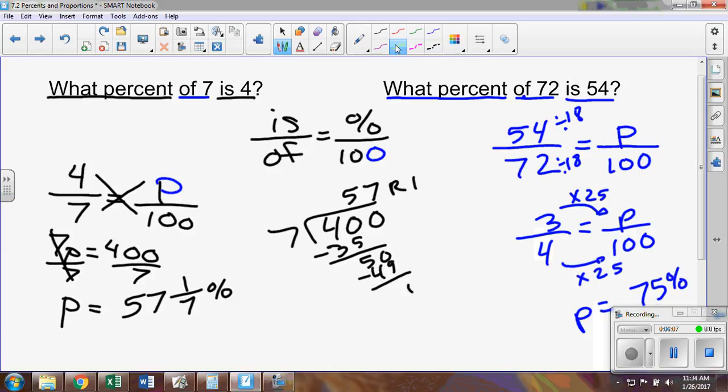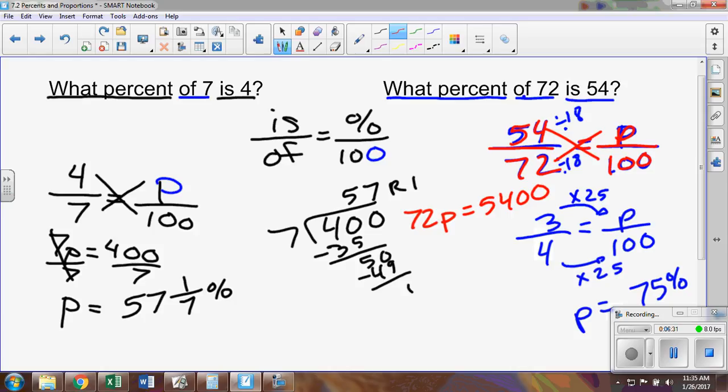When we were looking back at the original, 54 over 72 equals p over 100. If you wanted to, you absolutely could have cross-multiplied to get 72p equals 54 times 100. There's absolutely nothing wrong with that. It's completely correct. If you prefer cross-multiplying, go ahead and do it that way.